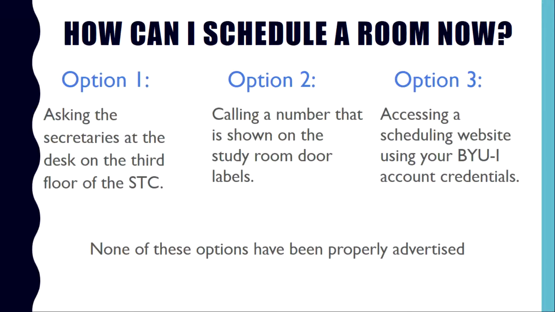At the moment, there are 3 options to schedule a room. You can go to the secretaries on the 3rd floor of the Science and Tech Center and talk to them, or you can call a number that is shown on the study room door labels. The 3rd option is accessing a scheduling website using your BYUI credentials. None of these options have been properly advertised to the student body, however.